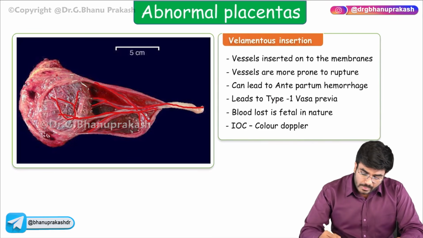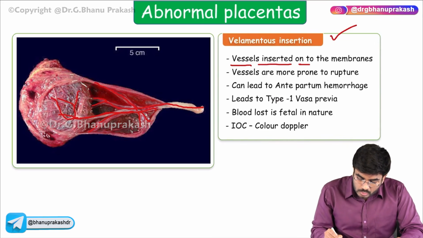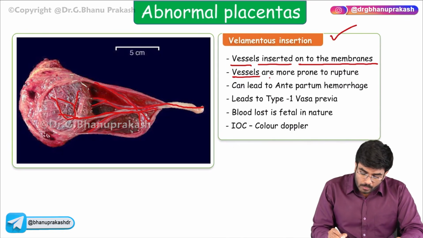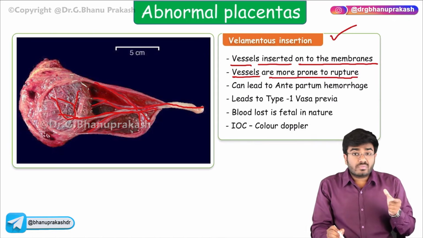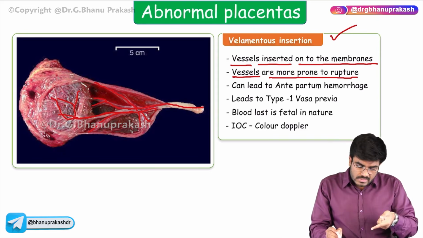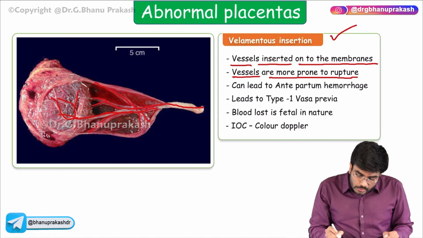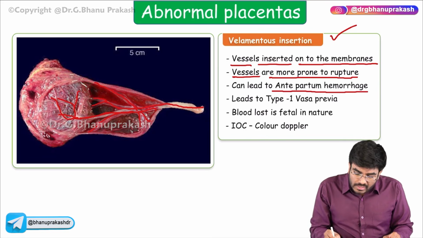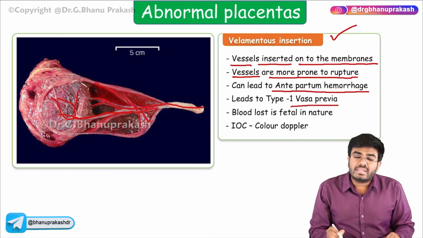So, what exactly is velamentous insertion of the cord? Vessels are going to be inserted onto the membranes first. Now, these vessels are more prone to rupture. Do these blood vessels contain blood or not? Yes, definitely these vessels have blood. Which blood? Maternal blood or fetal blood? See, these are fetal blood vessels, right? So rupture of these blood vessels can lead to antepartum hemorrhage, and this type of hemorrhage is known as Vasa Previa.